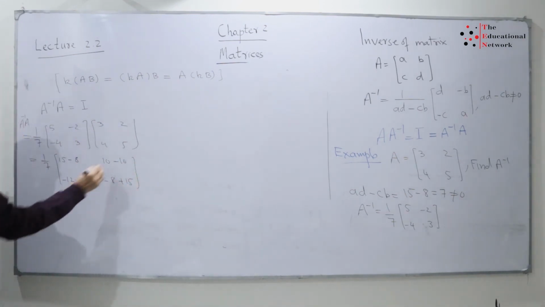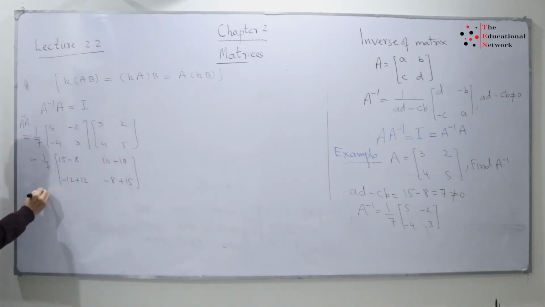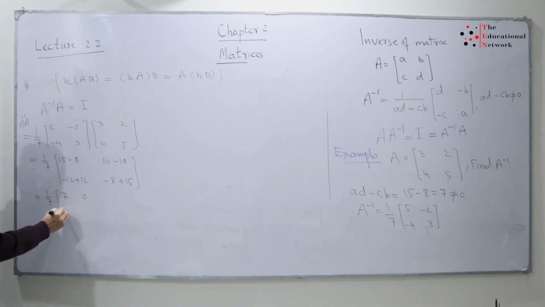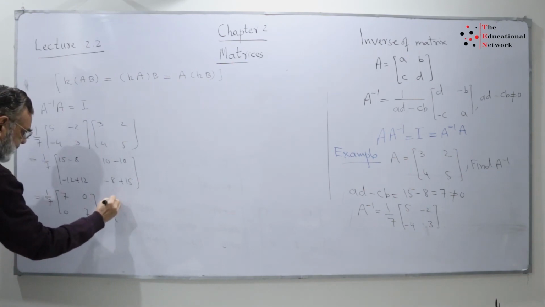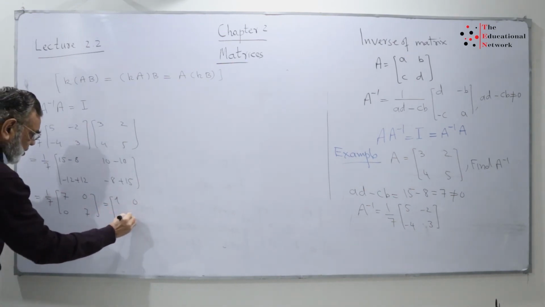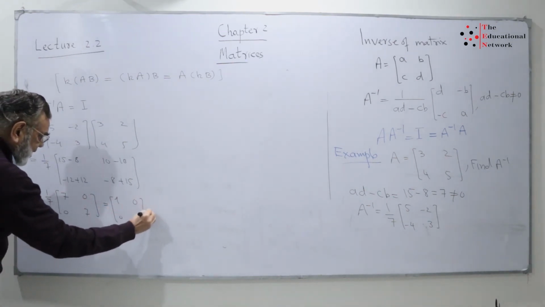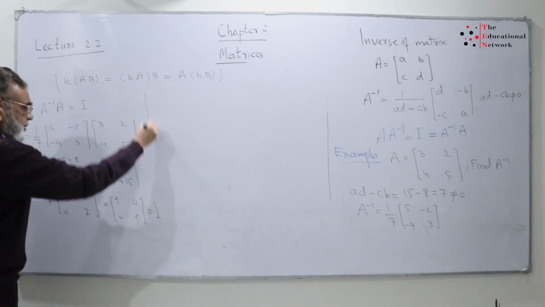So when we solve this one, you can see what we're going to get: 1 upon 7, and we get 7, 0, 0, 7. We multiply 1 by 7, each entry, we get 1, 0, 0, 1. And that's our I. So this is one part.